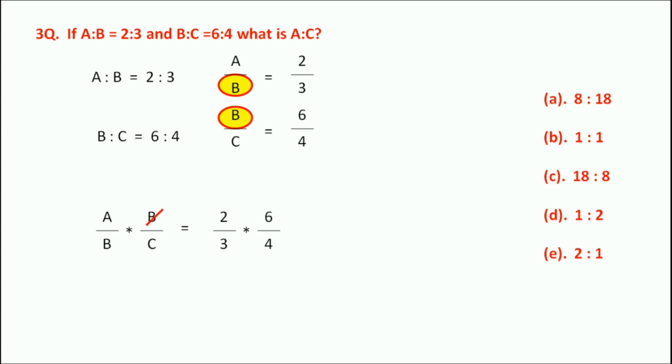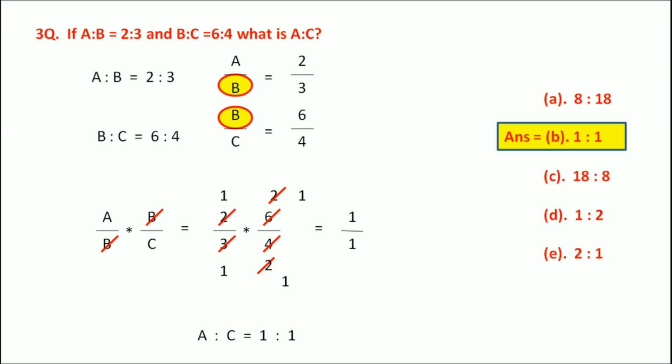B and B cancel. 2 1s are 2, 2 2s are 4, 3 1s are 3, 3 2s are 6, 2 1s are 2, 2 1s are 2. A by C is equal to 1 by 1. Therefore A is to C is equal to 1 is to 1.